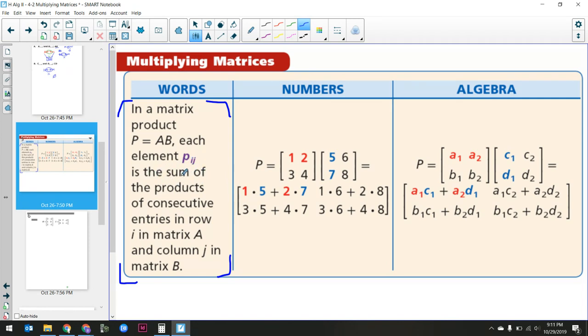I'm going to add up the products. I'm going to add up all the multiplications of consecutive entries, of matching entries in row i of matrix A. So whatever the first number is, I'm going to take that row out of the first matrix.